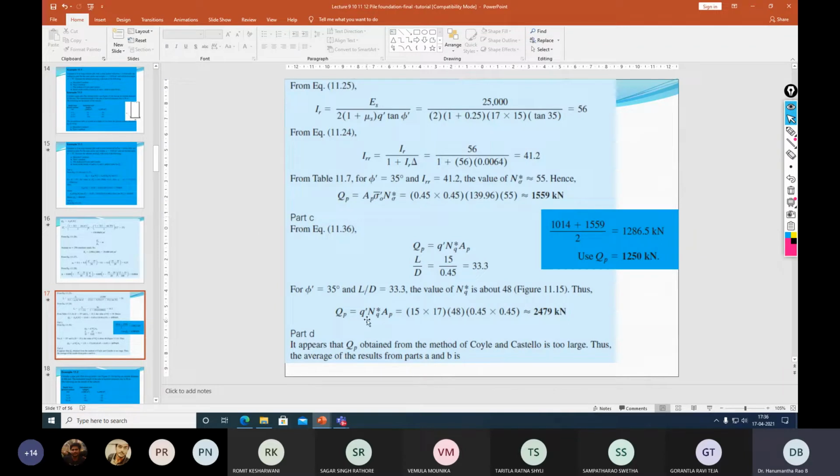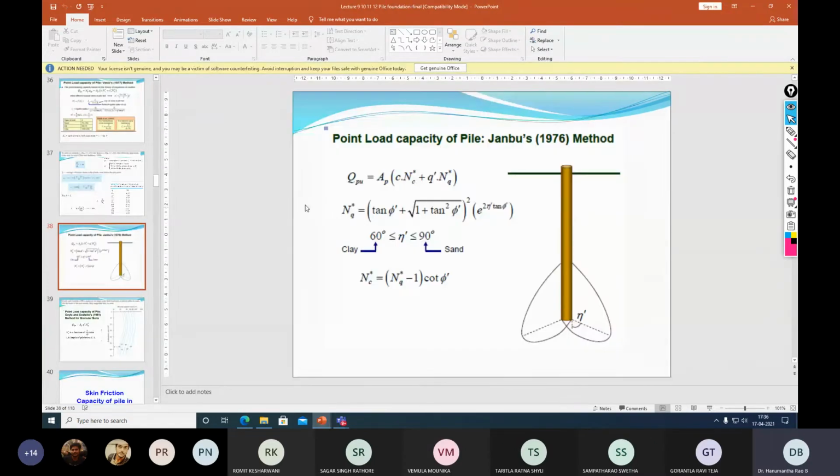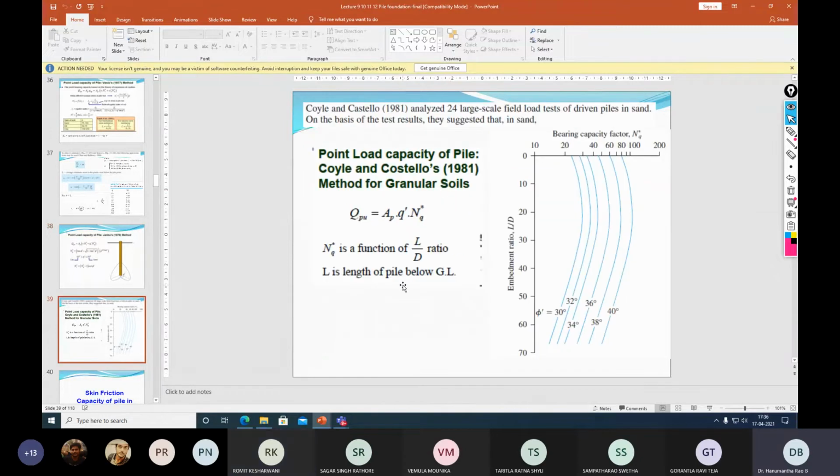Okay. So then the third method is the Coyle and Castello. The equation of this method is this one. AP into c Nc plus q dash Nq. Since we are dealing with... Sir, it is Janbu's method, no, sir? Janbu's method. Oh, this is Janbu's method. Yeah, sorry. Coyle and Castello. This is the equation. The point bearing capacity of the pile is nothing but AP into q dash into Nq star. Now, Nq star shall be picked up for a given phi value and embedment ratio.